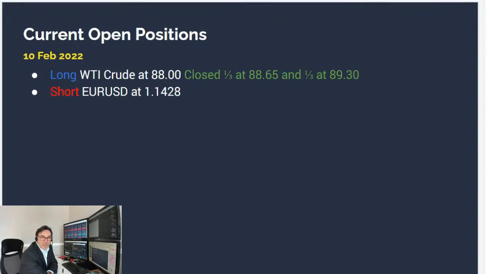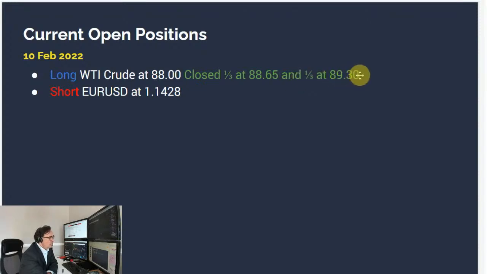Okay, a couple of positions open. Yesterday I was long from 88 on WTI crude. Looking at the note here from HSBC, they expect headline CPI rose 0.5% month on month. I'm gonna make this quiet. I've closed 1/3 of my position at 88.65 and then another third at 89.30.